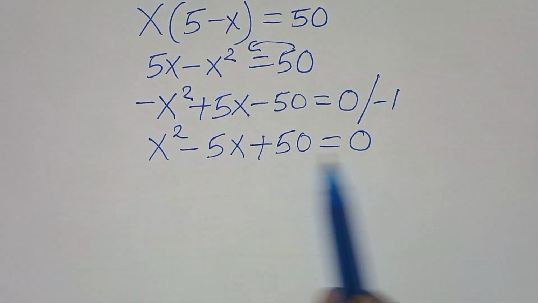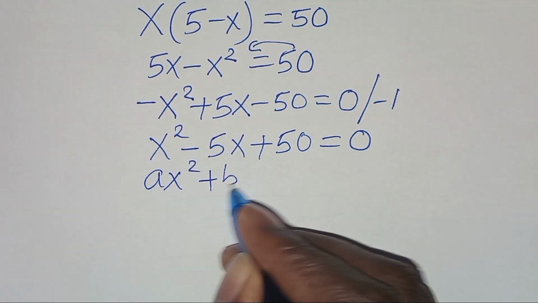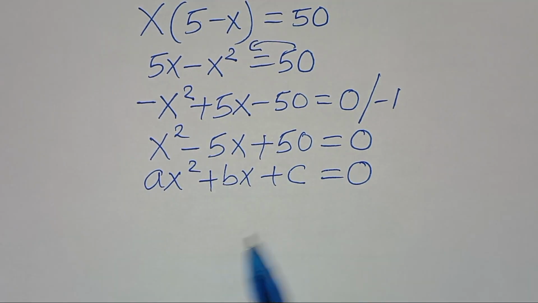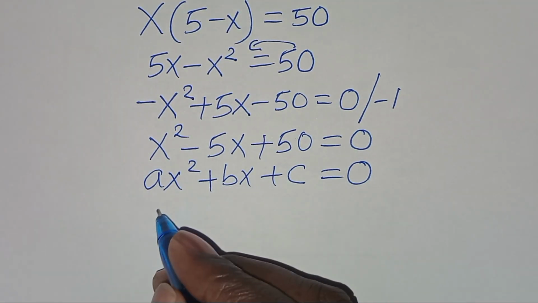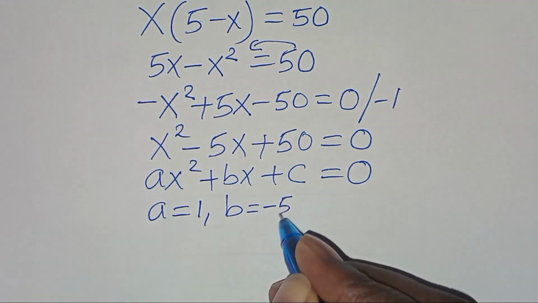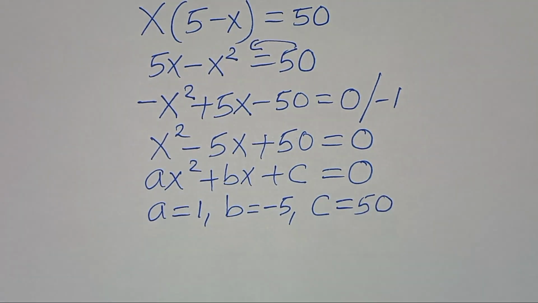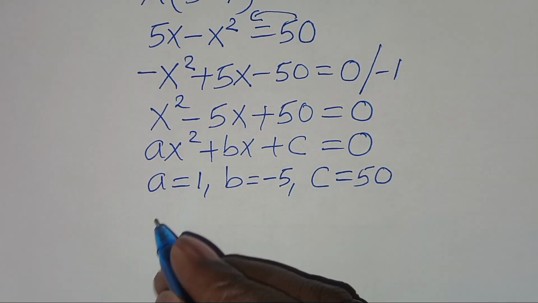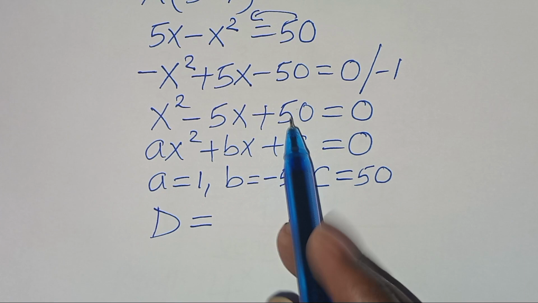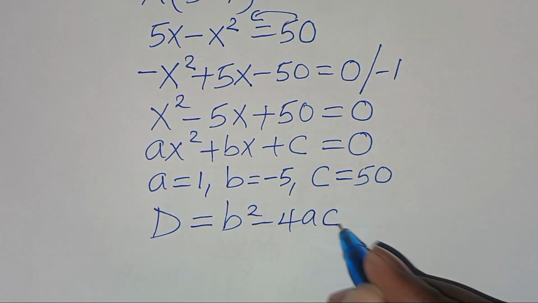So here we form a quadratic equation of the form ax squared plus bx plus c, this is equal to 0. So this implies that from this quadratic equation, a is equal to 1, b is equal to minus 5, and c is equal to 50. So the next step here, let's determine the discriminant value so that we can assess the nature of this quadratic equation, which is b squared minus 4ac.